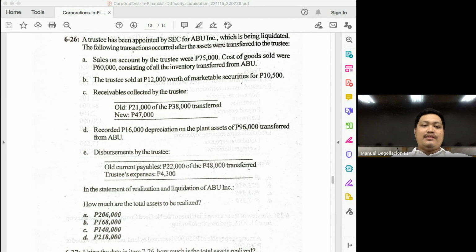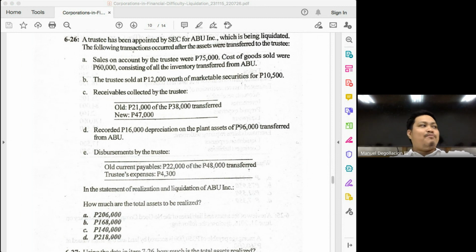Next would be your receivables, class. How much are our receivables to be included in the assets to be realized? Is it the 21, the 47, or the 38? It will be the 38. Why not the 21? The 21 was the amount collected after the start of the liquidation process. How much were the initial receivables we had at the start of the liquidation process? 38,000. What is that 47,000? Those are additional receivables after the start of the liquidation process. But again, the question is assets to be realized at the beginning of the liquidation process.